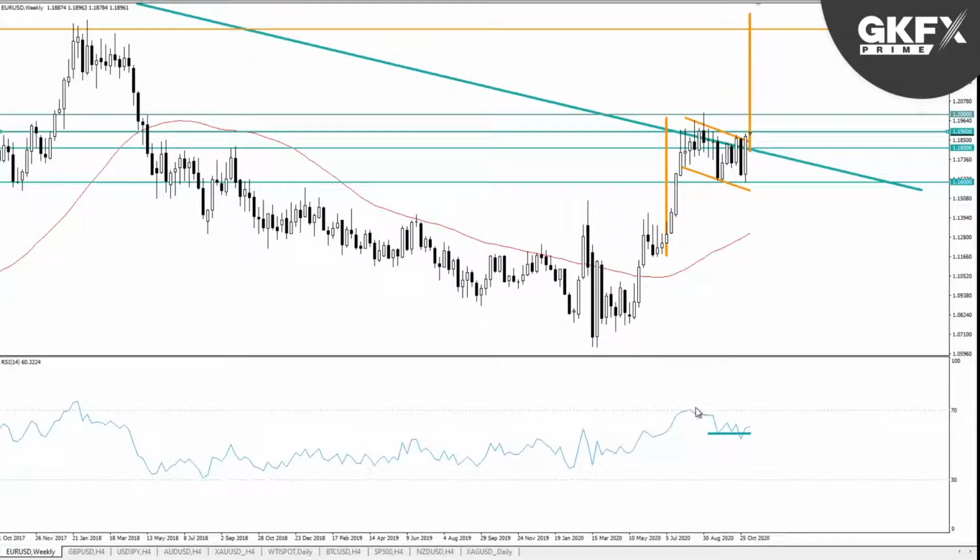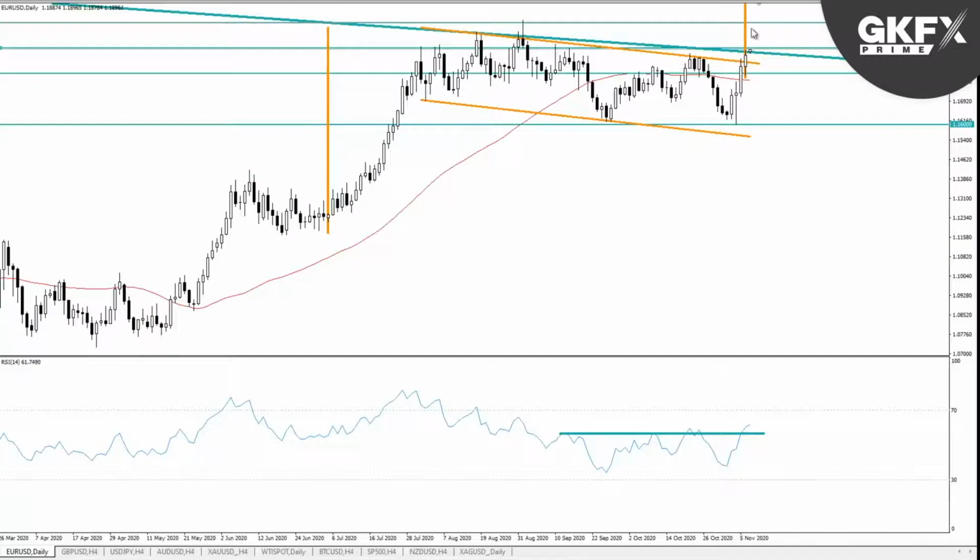moves. We've come out of the overbought. We've consolidated, and maybe we're getting ready for the next big push higher. So that's the bullish thesis, obviously.